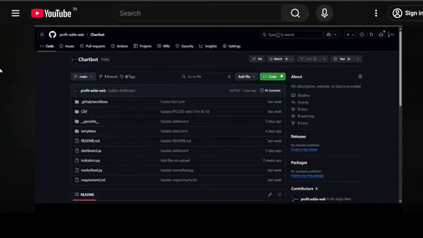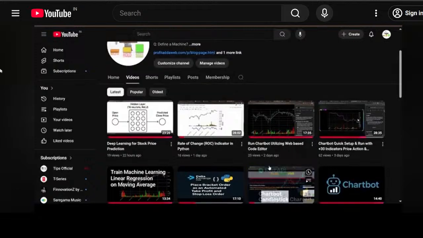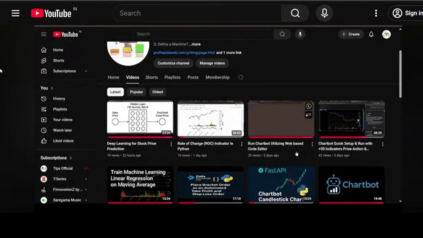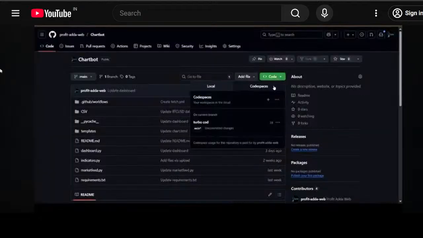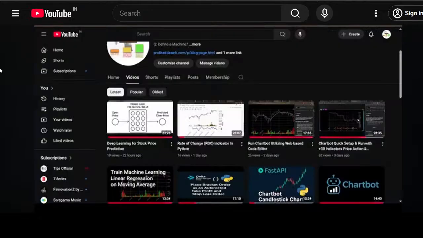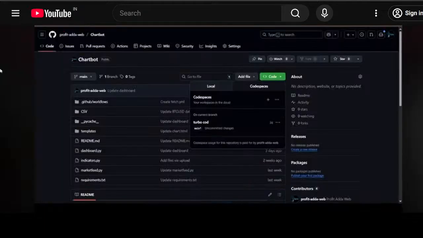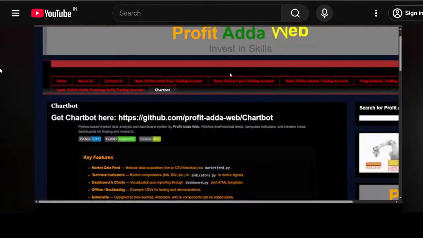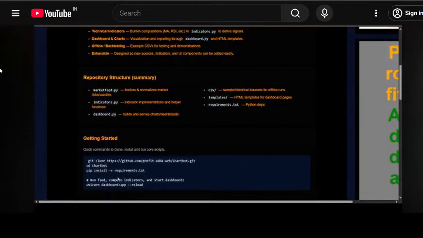I've already shown how you can run it utilizing the web-based code editor, Codespaces. All you have to do is click on Codespaces, and you can also run it locally by utilizing git clone as suggested on the website. Set up your virtual environment, do some pip installs, and then run uvicorn dashboard.app with the reload option if you want to make any changes in the program. Otherwise, you can run this project.